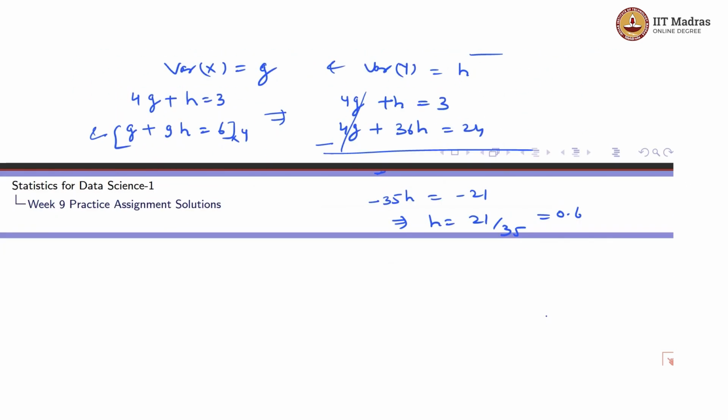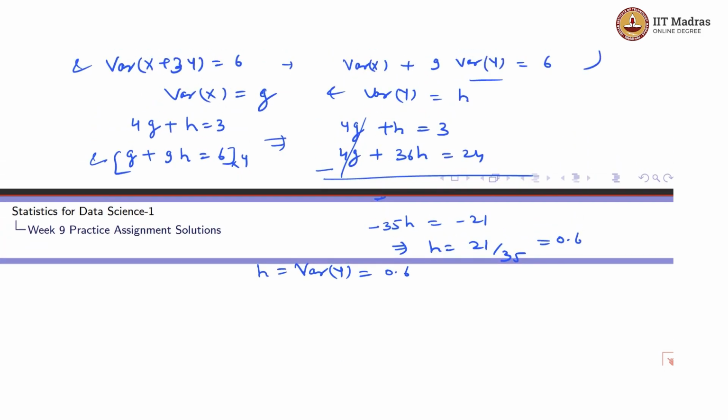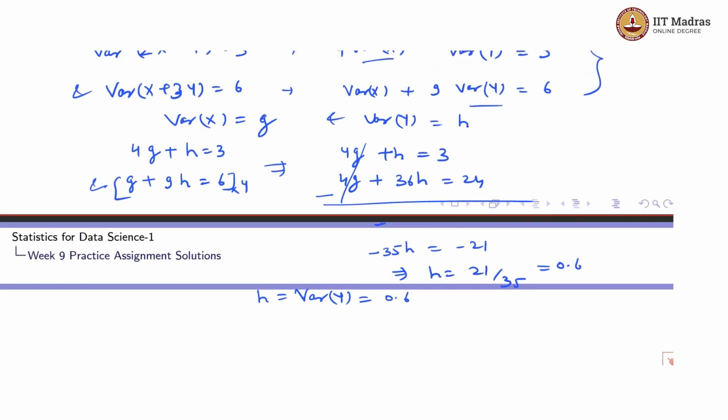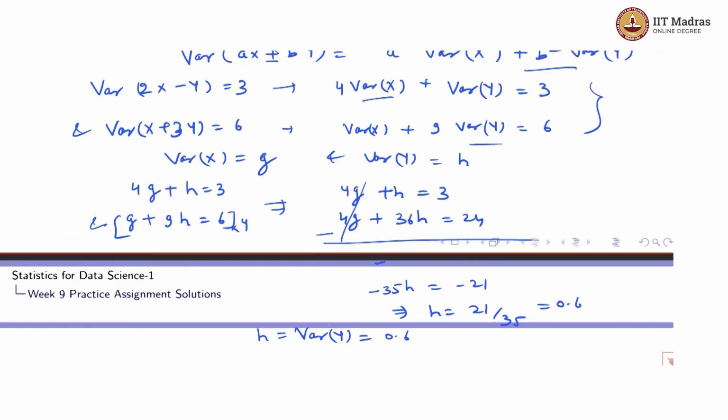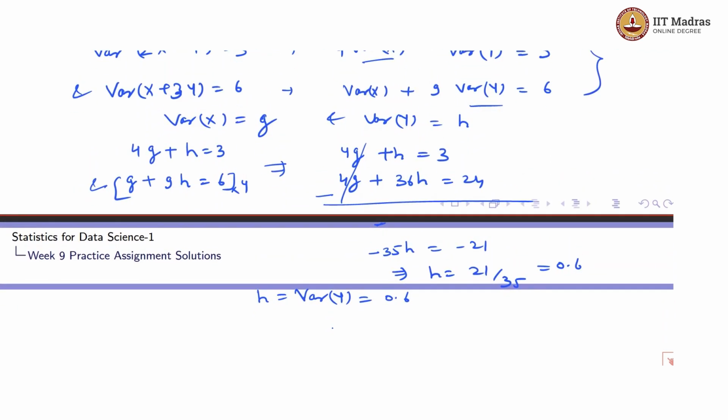We have assumed h as variance of Y, so we got the value of variance of Y, which is 0.6. Now what we have to find is the value of variance of X. So we put the value of variance of Y in this equation.